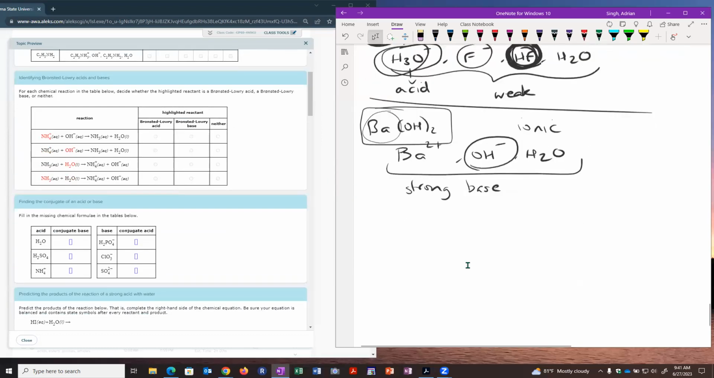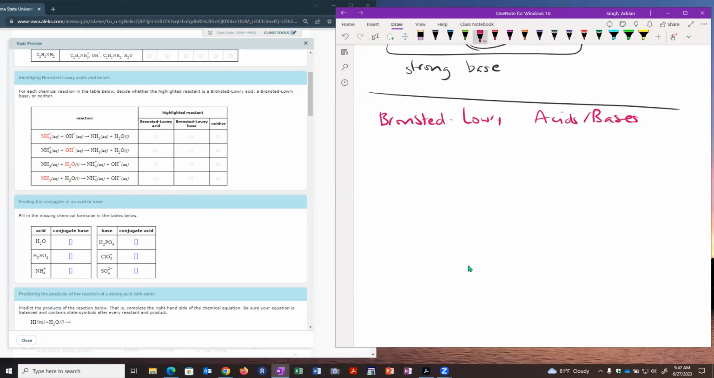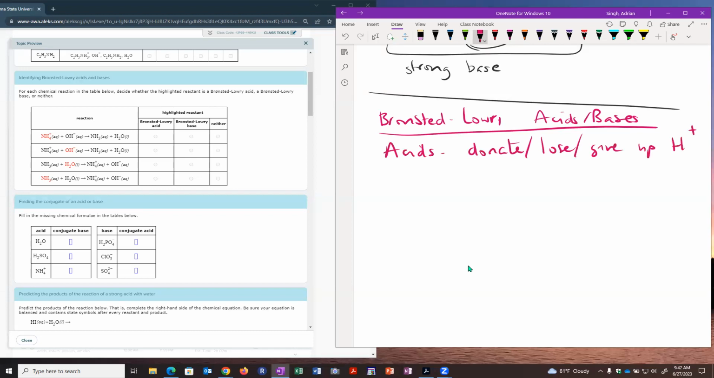All right, let's take a look at identifying now Bronsted-Lowry acids and bases. So the Bronsted-Lowry is another definition that we use to describe acids and bases. And this has to do with their behavior based specifically on their ability to either lose or gain a proton. So acids are things that donate, lose, or give up protons, which remember are H+ ions.